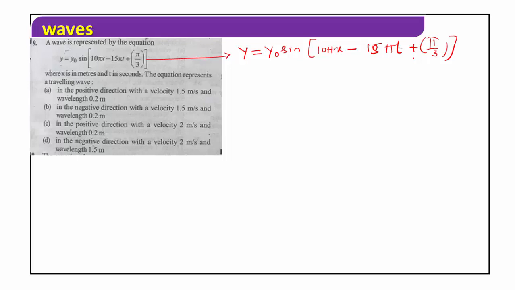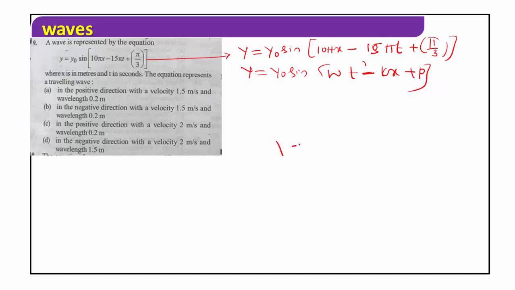Here the negative sign with omega: it is in the form of y equal to y naught sine (omega t minus kx plus phi). The negative sign with omega indicates that the wave is propagating along the positive x-axis. For a wave propagating along the positive x-axis you get omega t minus kx. Suppose it is propagating along the negative x-axis, then you get omega t plus kx.